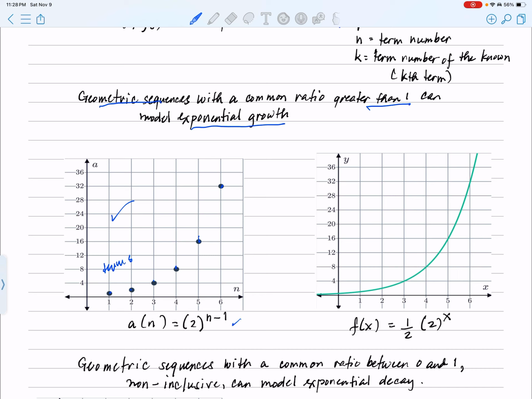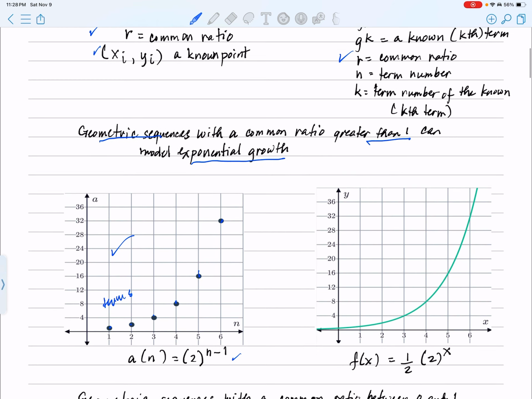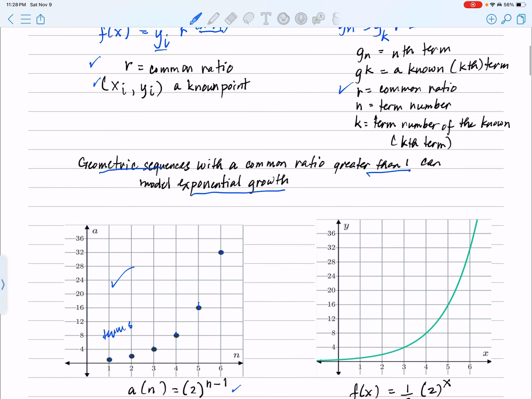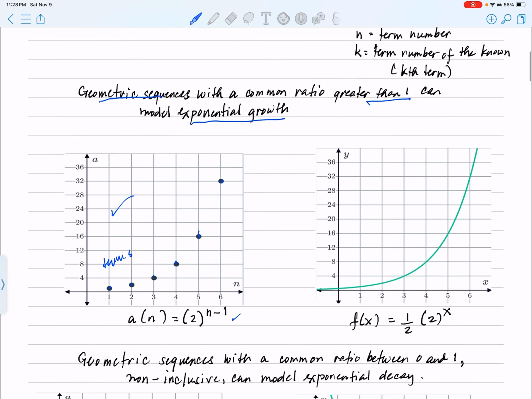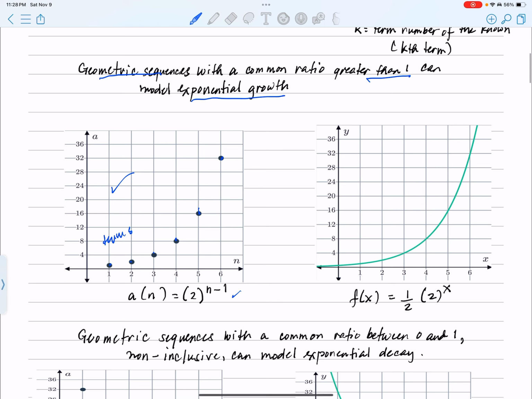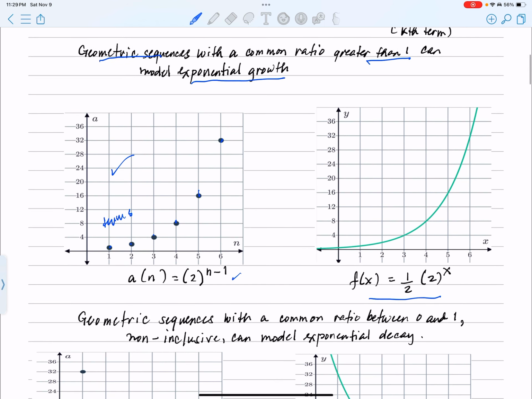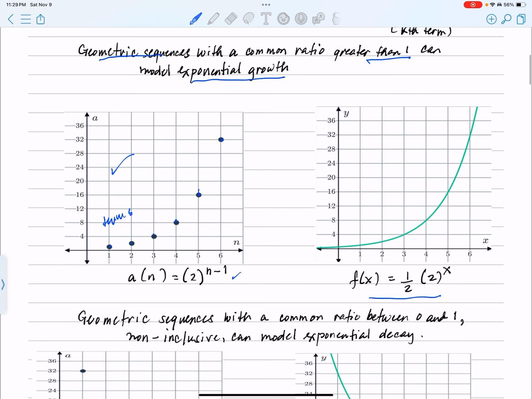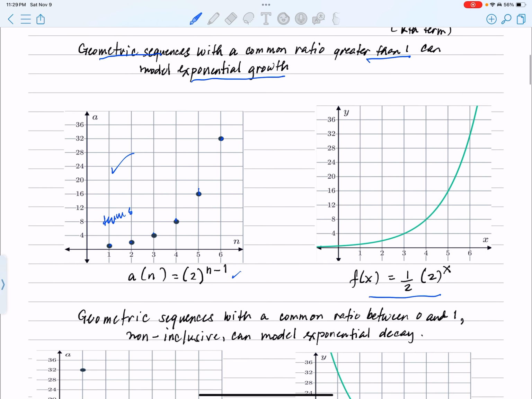Well, the other one pertains to the exponential function, where f of x equals 1/2 times 2, that's the ratio, to the power of x. So we're going to look at this later on with these two graphs.